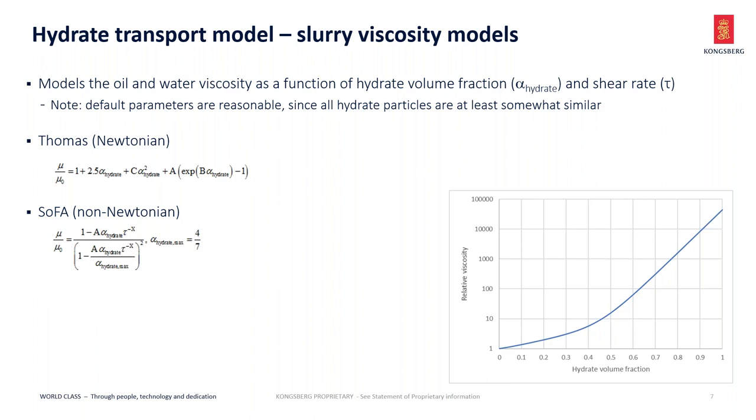And then there's also a more advanced model, that is the SOFA model, that was devised by Total. That one is non-Newtonian, so it also takes into consideration the shear rate in the flow. You would need to do some lab experiments to find the parameters of the SOFA model. But on the other hand, the Thomas model already comes with reasonable default parameters in LedaFlow.